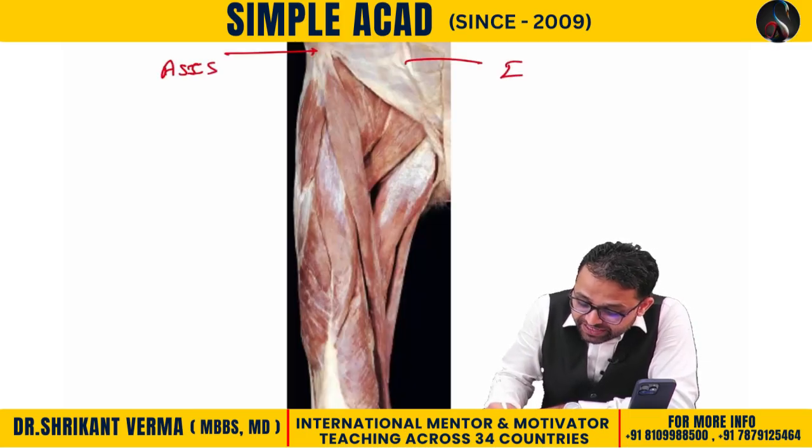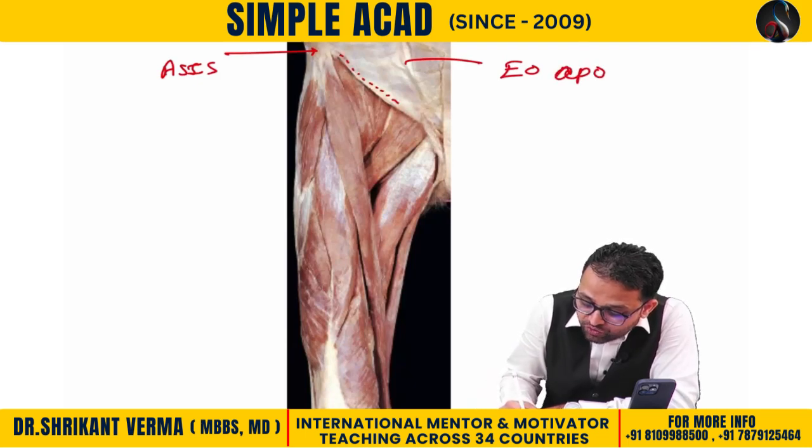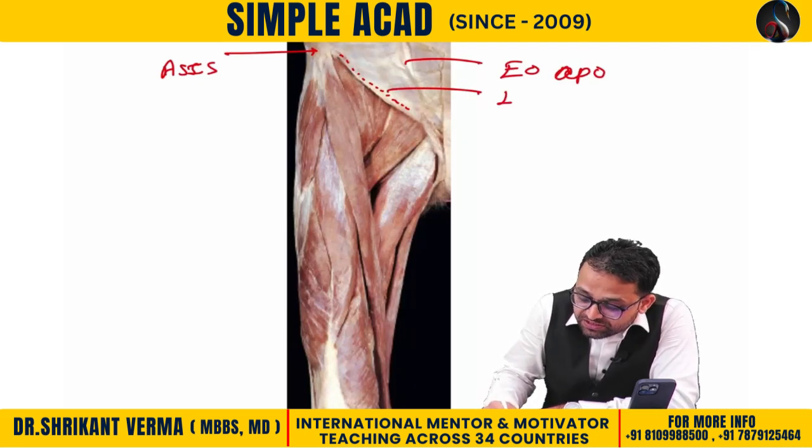Sir, this is the anterior superior iliac spine, this is the external oblique flat tendon aponeurosis. So can you tell me what is the name of this lower free margin of the external oblique aponeurosis? Sir, this is the inguinal ligament.